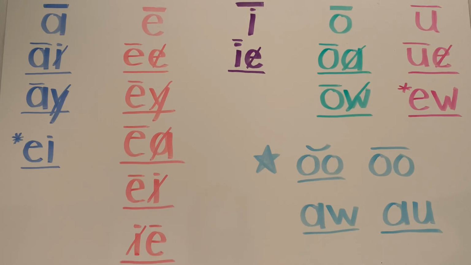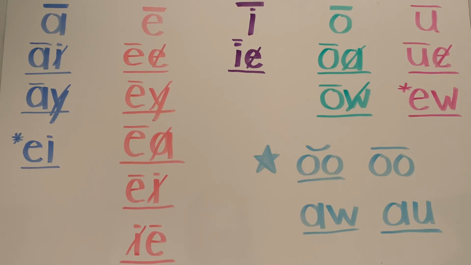Now our second one is the long E sound. Now this one has a lot of patterns. So the first one is E, E. The second one is E, Y. The third one is E, A. The fourth one is E, I. And then the fifth one is I, E. Now you'll notice on all of these, I did code the E because I do hear the long E sound, and then I crossed out the other letter that is just there to help.